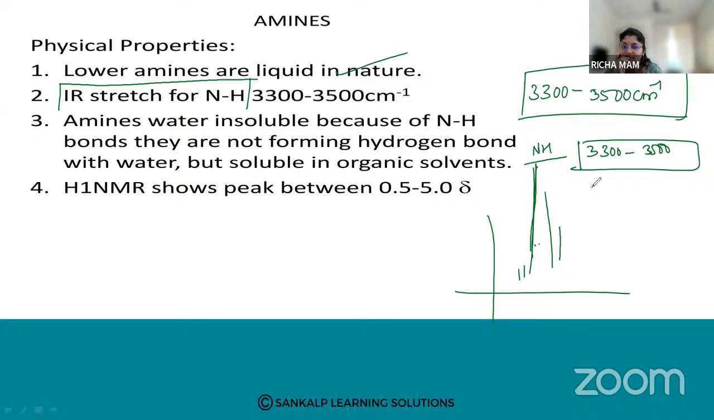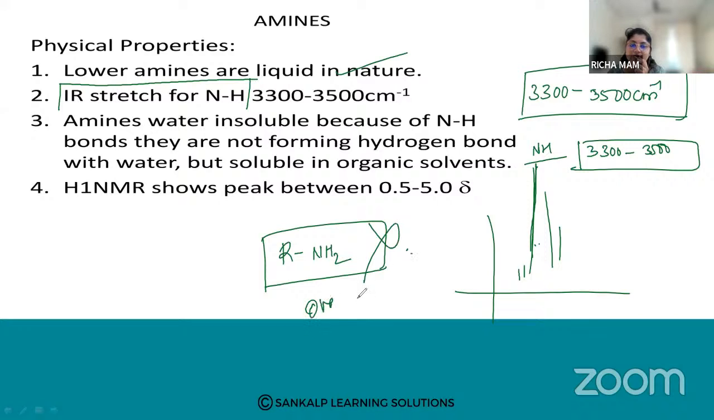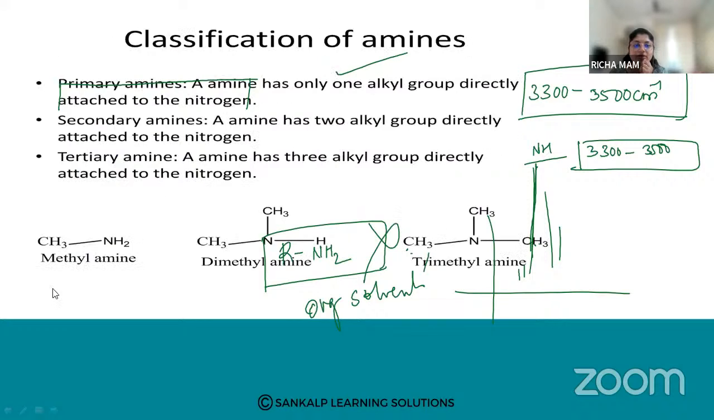Then, amines are water insoluble. Why? Because of the NH bonds. Because of the presence of the NH bond, they are not forming hydrogen bonding with water, but they are soluble in solvents. Take RNH2. Can you see any hydrogen bonding here? No. Because of that, they are insoluble in water, but soluble in organic solvents. This is an important physical property of your amines.